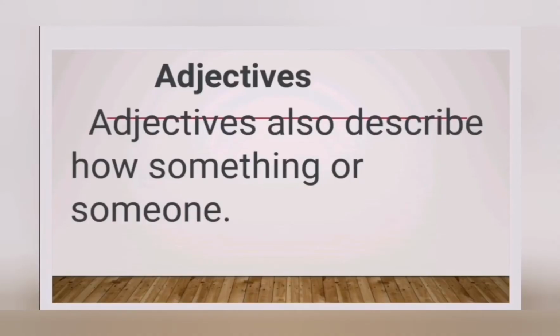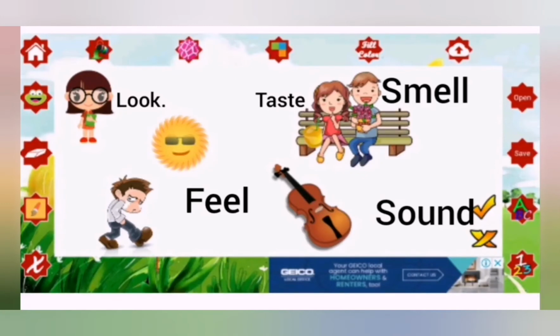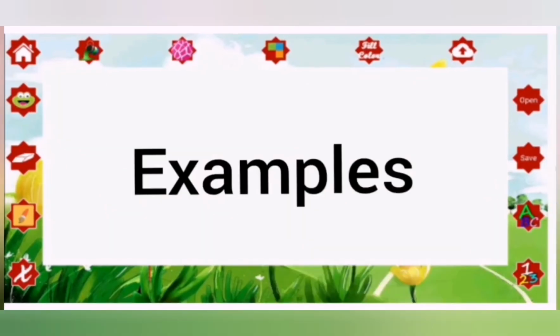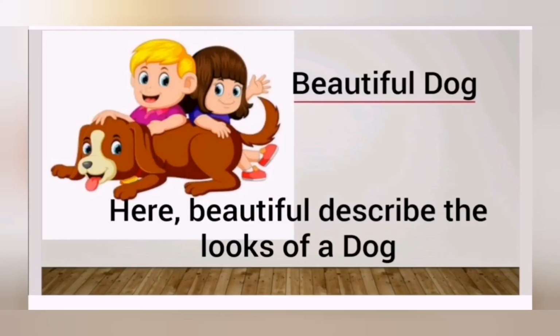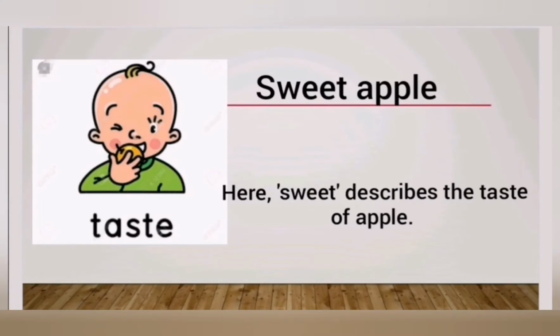Friends, adjectives also describe how something or someone looks, tastes, smells, feels and sounds. Let's come to these examples. Beautiful dog. Here, beautiful describes the looks of a dog. Sweet apple. Here, sweet describes the taste of an apple.